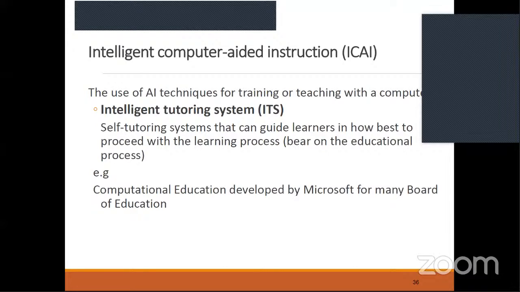This AI-based technique was taken up by the Government of India in a project known as computational education, to be developed by Microsoft. The project was given by NCERT to Microsoft. When we talk of computational education, it basically means there will be some text, some video, and some animation.